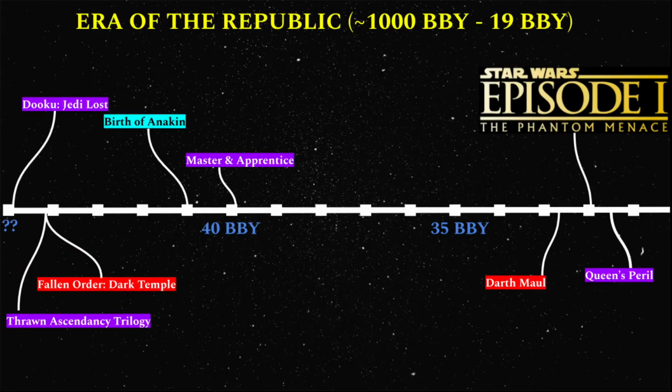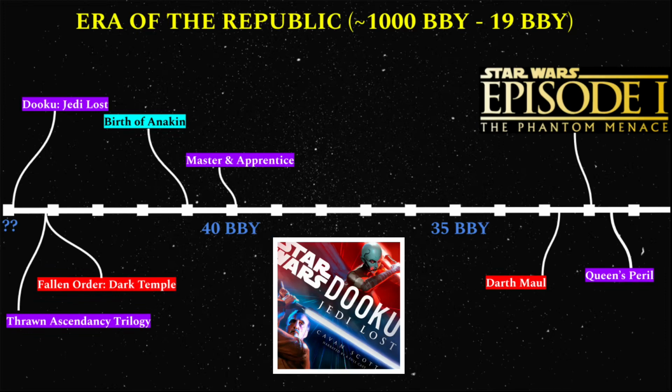So with all of that out of the way, we get to our first chronological story, which is Star Wars Dooku Jedi Lost. It is an audiobook, the first of its kind, and they also printed a book version, so you can read that if you want to follow along with the script, and you can also listen to it. I listened to it. I might want to read it again.